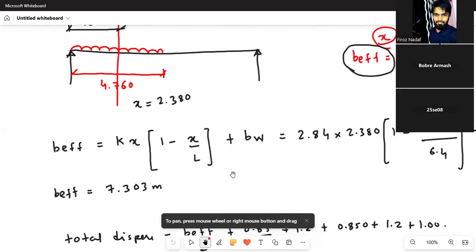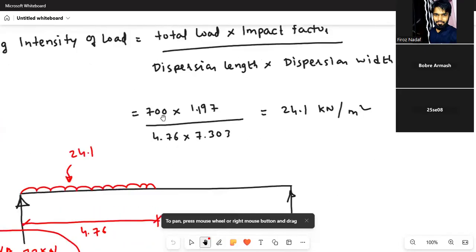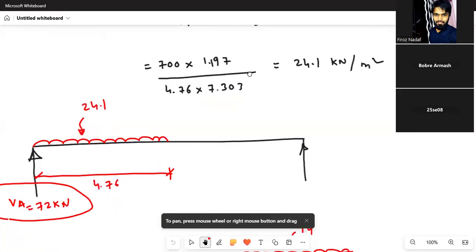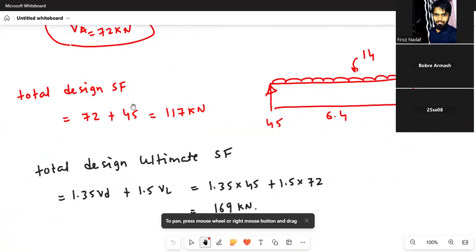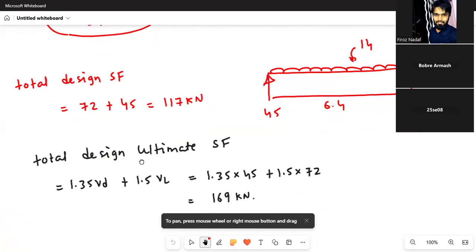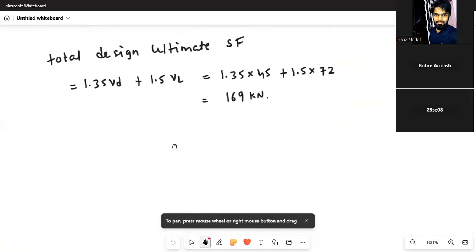Then after this, you have calculated the shear force, the dead load shear force and the live load shear force. For the shear force, the intensity of the load will be different, and we have seen how. So we have calculated the total design shear force, and after that the total design ultimate shear force. So now we will move towards the design of the deck slab.